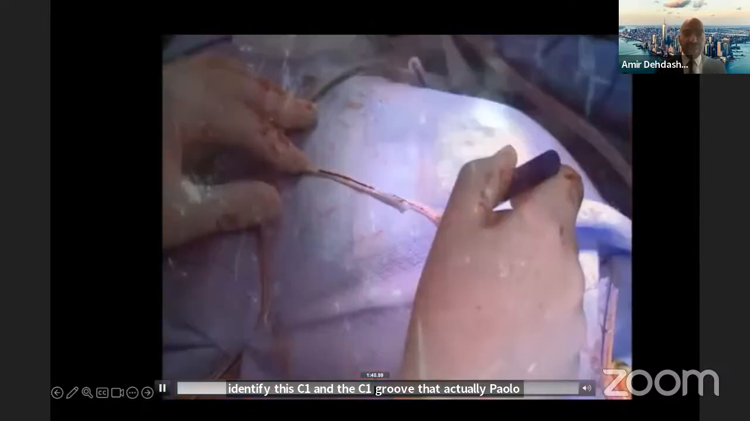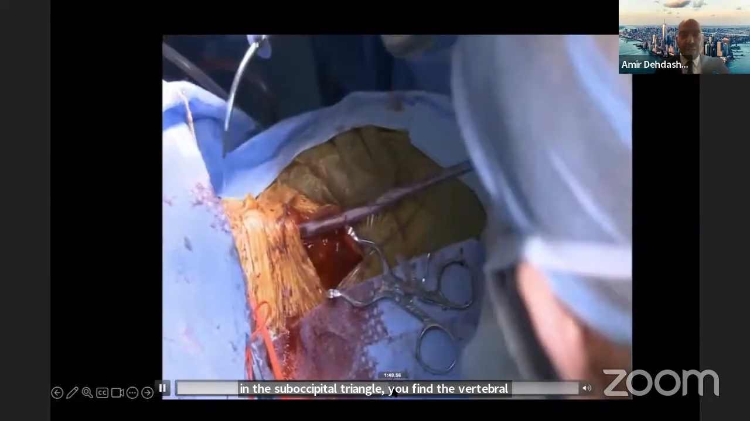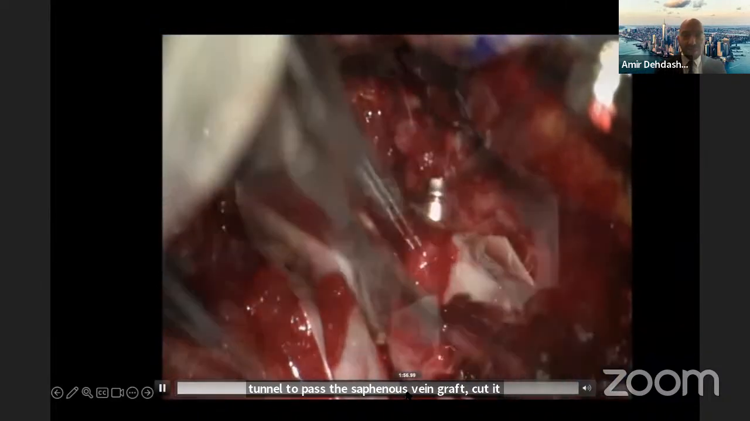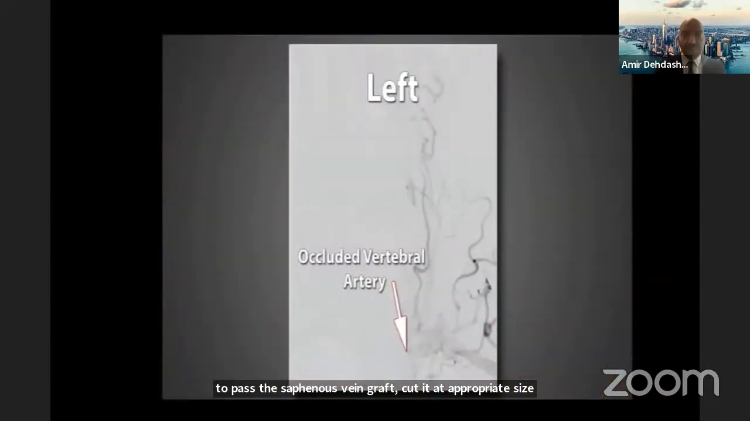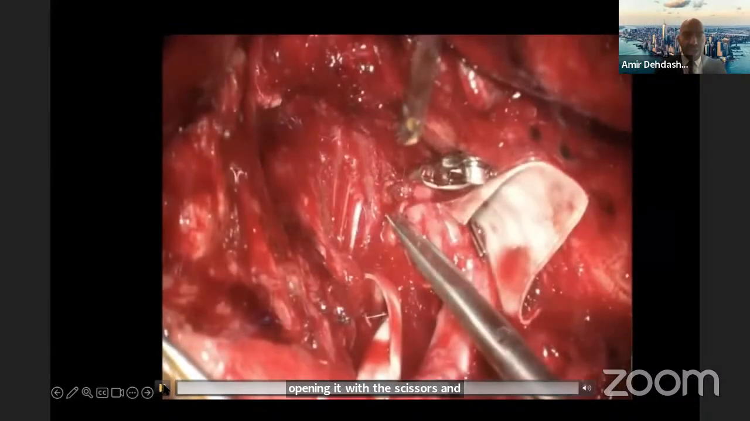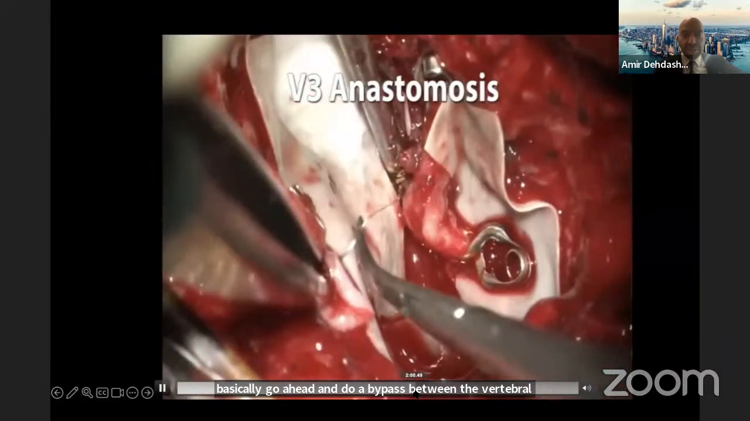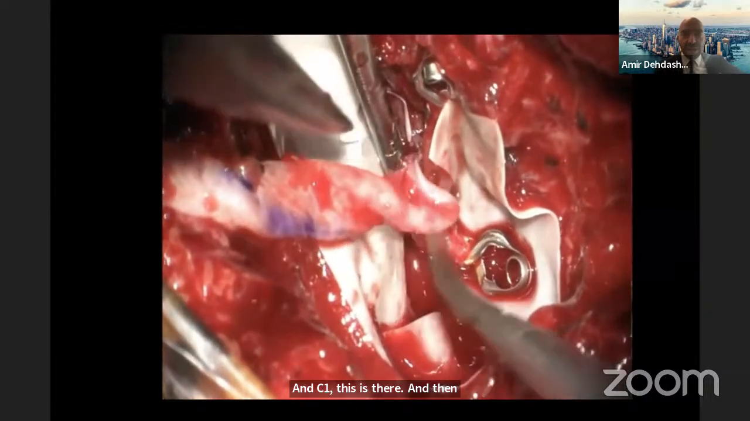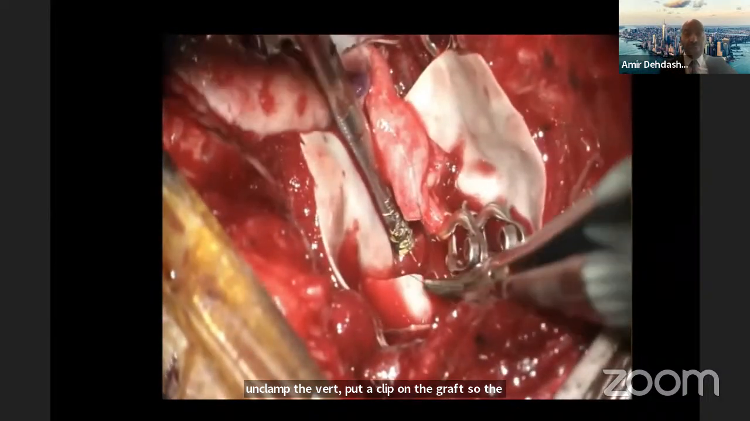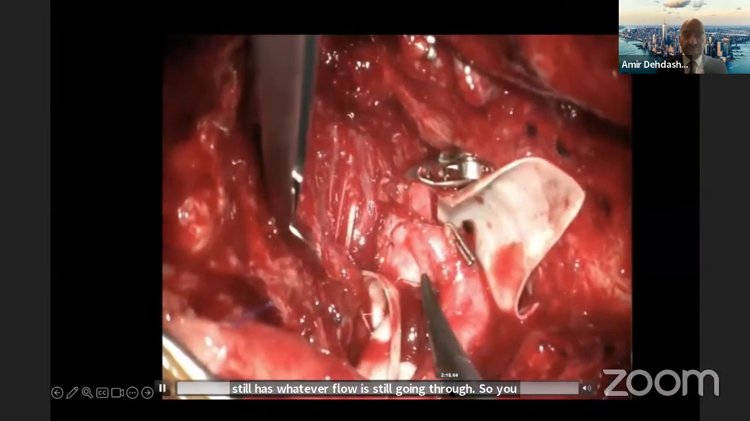In the suboccipital triangle, you find the vertebral artery, and that segment of the vertebral artery is very mobile. You use a tunnel to pass the saphenous vein graft, cut it at an appropriate size, and start clamping the vertebral artery, opening it with scissors, and basically do a bypass between the vertebral artery at C1 and the graft. This is there. And then the V2 anastomosis is done. We unclamp the vert and put a clip on the graft so the vert still has whatever flow is going through. You don't want to keep it clamped for too long anyway. And then the graft is tunneled under the skin.